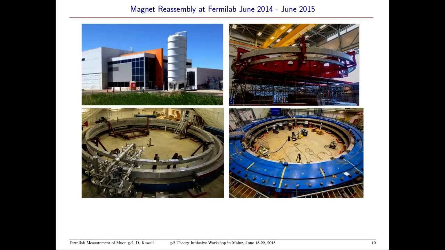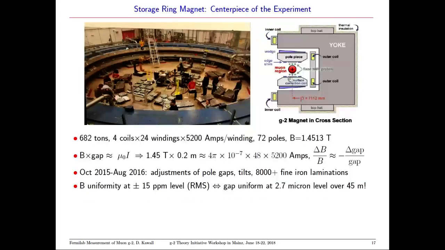That's the new complex. That's the ring as it was brought in. That's the ring as it was then further assembled with all the metal, the iron there, in order to give you the right magnetic field. Then this had to be shimmed. We have in the formula omega to be measured. You need to know B to get a. If you don't know B to part per million, sub-part per million accuracy, you are doomed. So you have to have a very high uniformity of the magnetic field.